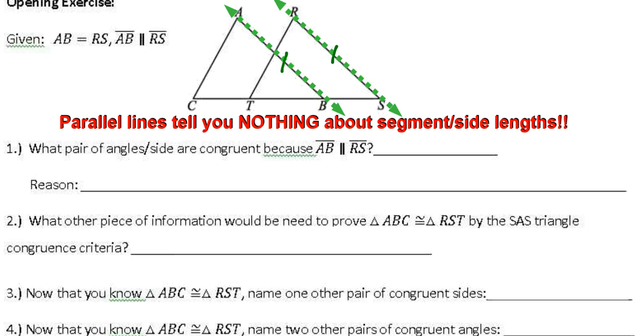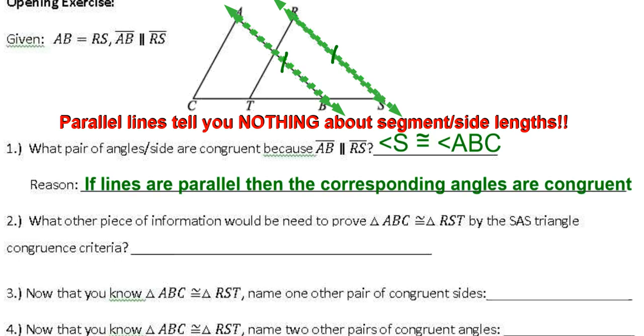So what pair of angles can we get because the lines are parallel? Parallel lines lead to information about angle measures. Which angles would be congruent if AB is parallel to RS? It would be angle S and angle ABC.